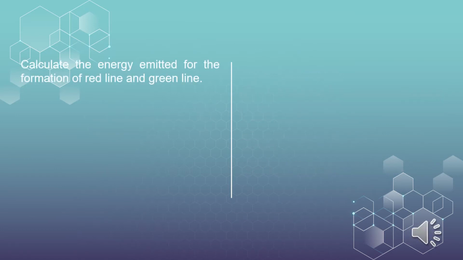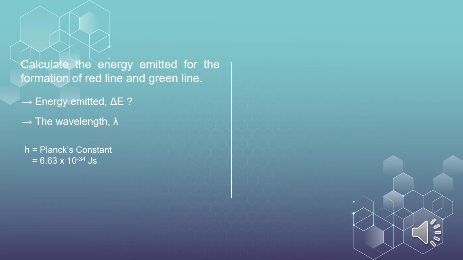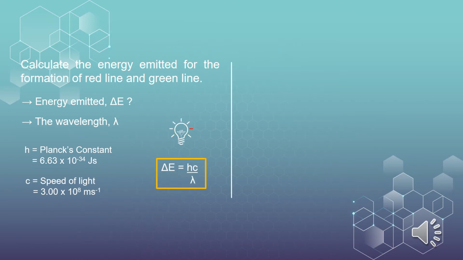For the first question, you have to calculate the energy emitted, which is delta E. And in the information, the wavelengths for the red and green lines are given. Since Planck's constant is 6.63 times 10 to the power of negative 34 joules second, and the speed of light is 3.00 times 10 to the power of 8 meters per second, we got the idea to combine all in the equation of delta E equals hc over lambda.